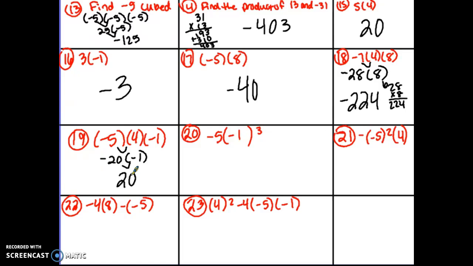We solve with parentheses and then exponents, so there's nothing I can do inside this parentheses, so I go into exponents. This is negative 1 times negative 1 times negative 1. Negative 1 times negative 1 is positive 1. Positive 1 times negative 1 is negative 1. Bring down your negative 5. Negative 5 times negative 1 is 5.